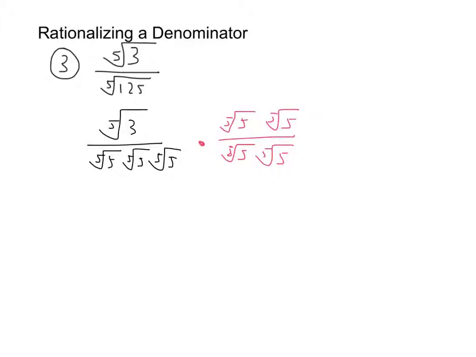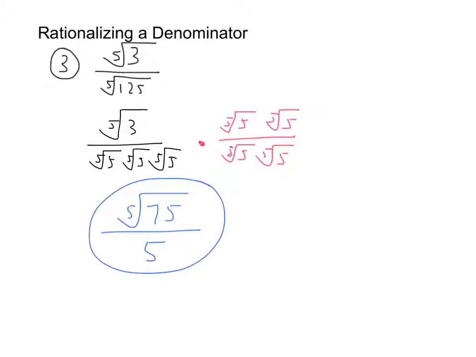And again, I need that on the top and the bottom because what is this equal to? This is equal to 1. I need to multiply by 1. And so on the top, that would be the 5th root of 3 times 5 times 5, 75. And on the bottom, what does this multiply out to be? This multiplies out to be just 5. Okay, and there we have it. We have another form of our original problem, but I don't have any radicals in the denominator.